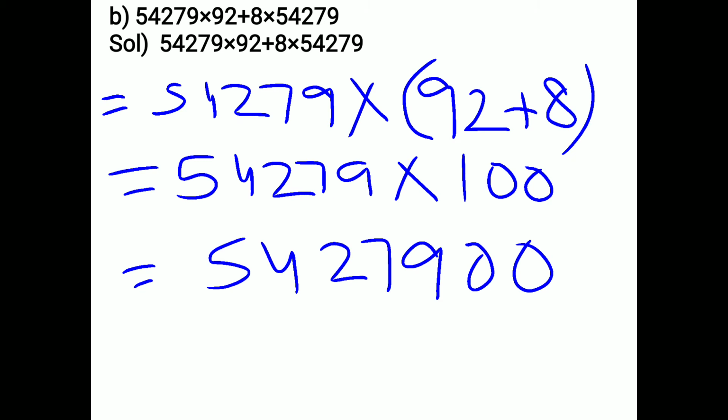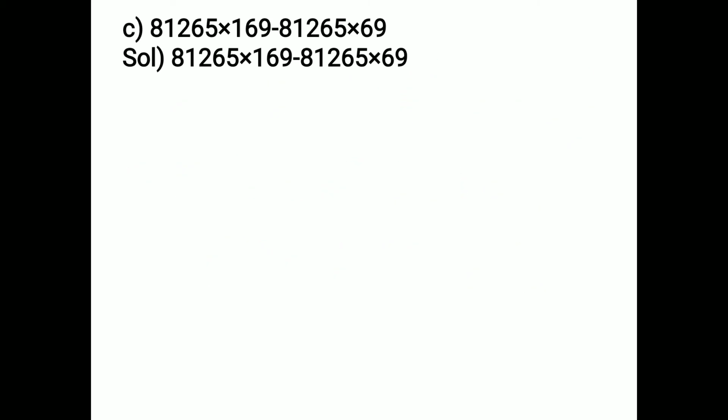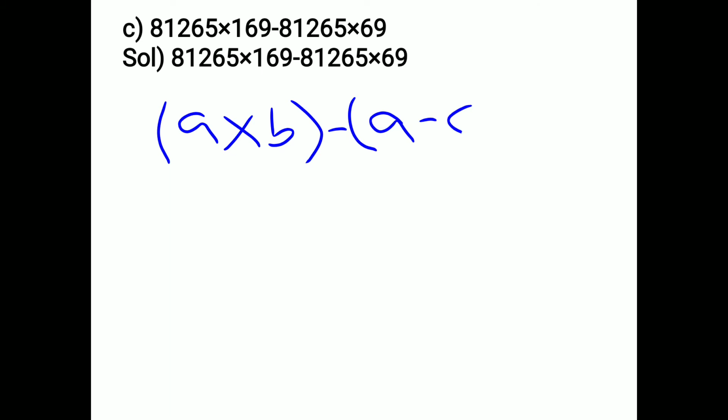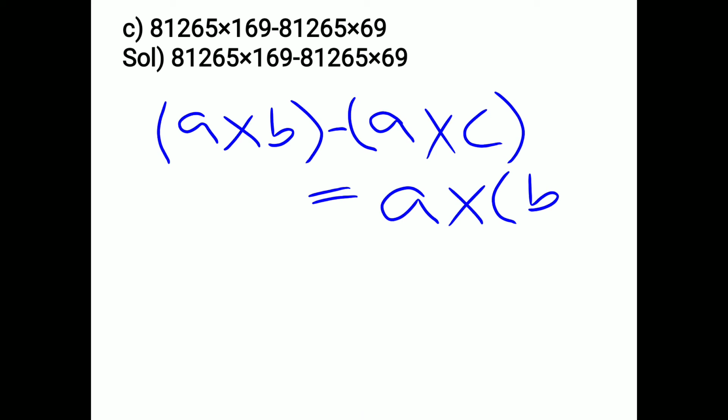Clear? Now see C part. Firstly, I will write down the distributive property formula, that is written A into B minus A into C, which is equal to A into B minus C. This is the formula which we are using.